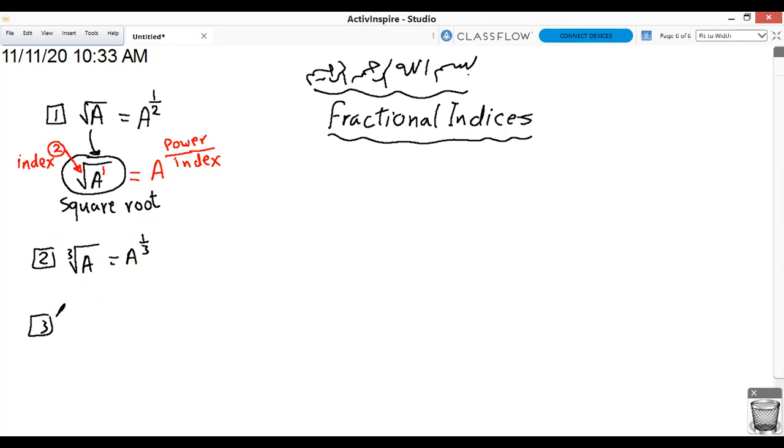In general, if you write here nth root, the meaning any number: square root, cube root, 4th root, 5th root. It will be a power 1 over n.